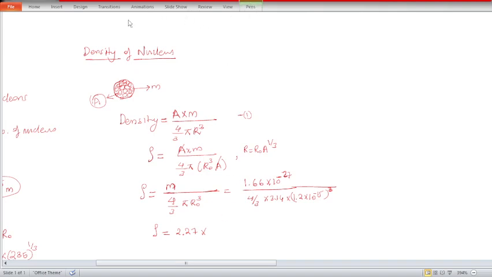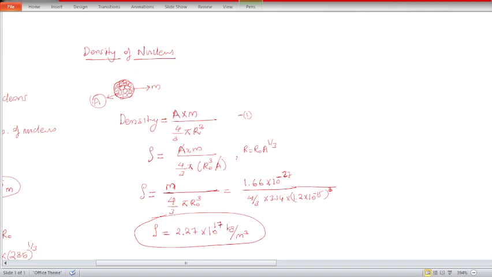10 to the power 17. 10 to the power 17 kilogram per meter cube. So this is a very large value. You can see from here, this is 2.27 into 10 raised to 17. So if you consider 1 meter cube volume, then the density of the nucleus will be this much, which is of the order of 10 raised to 17, a very huge value.